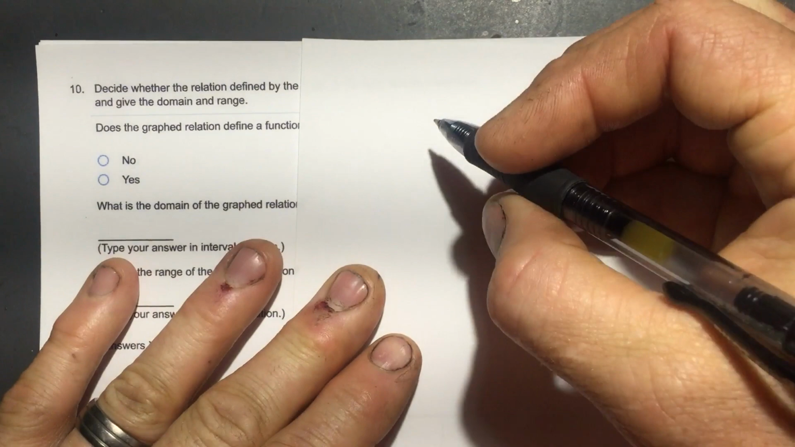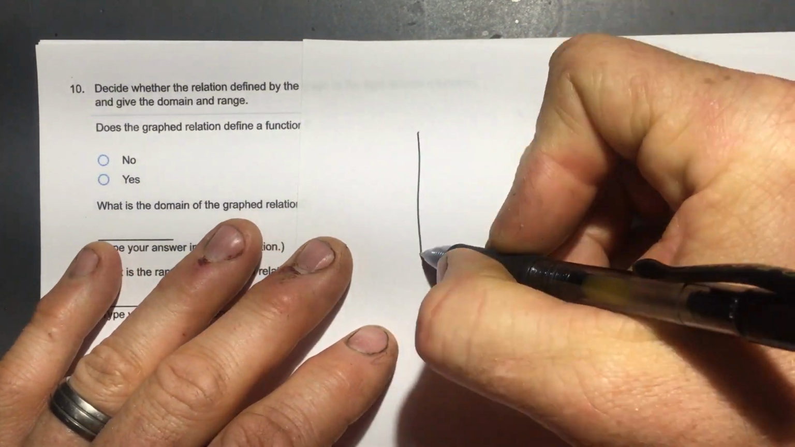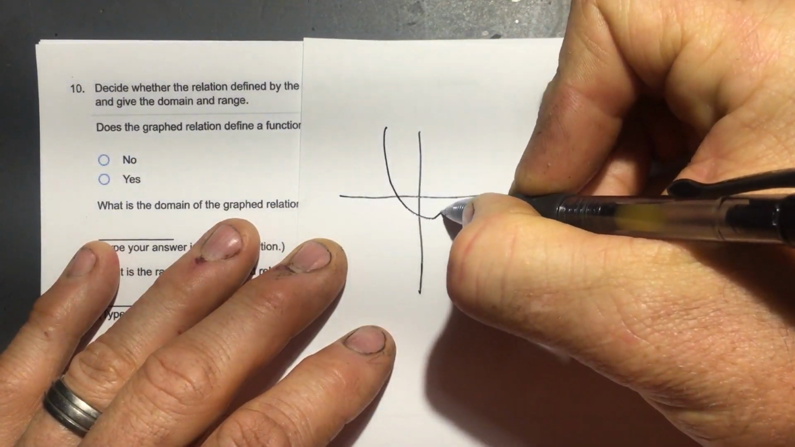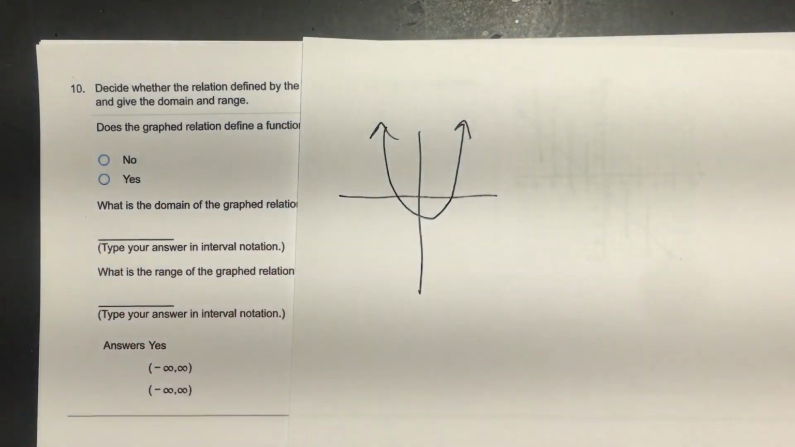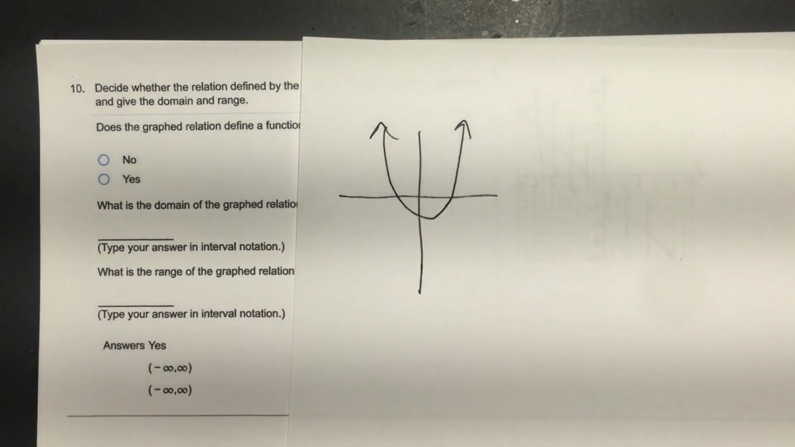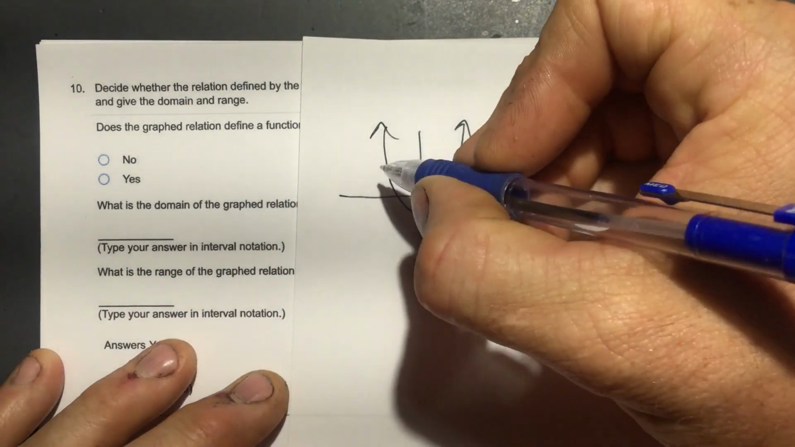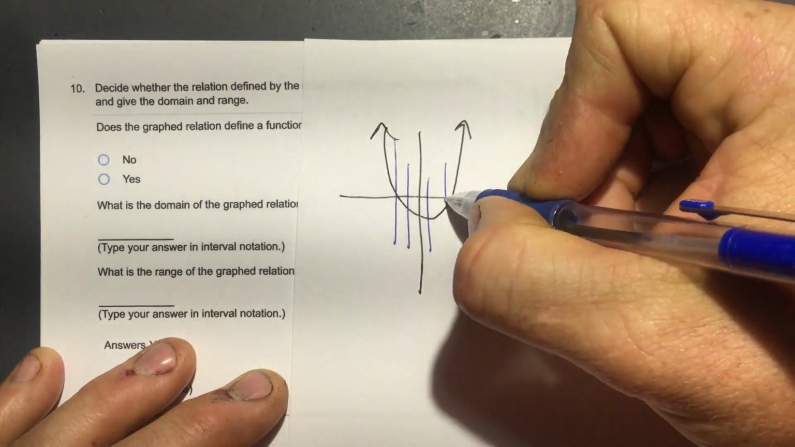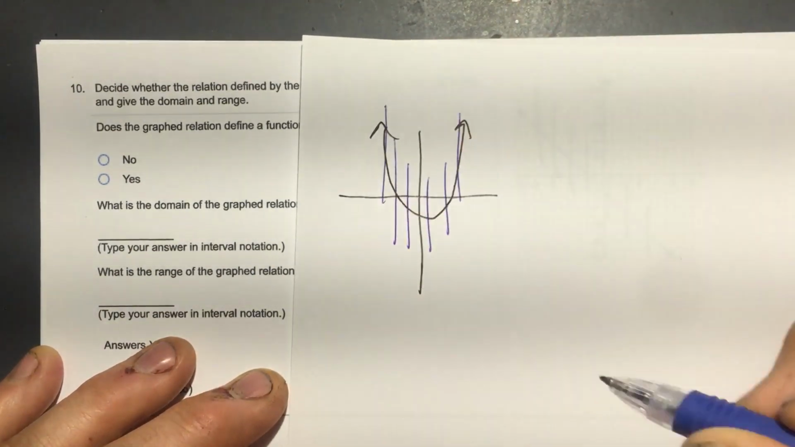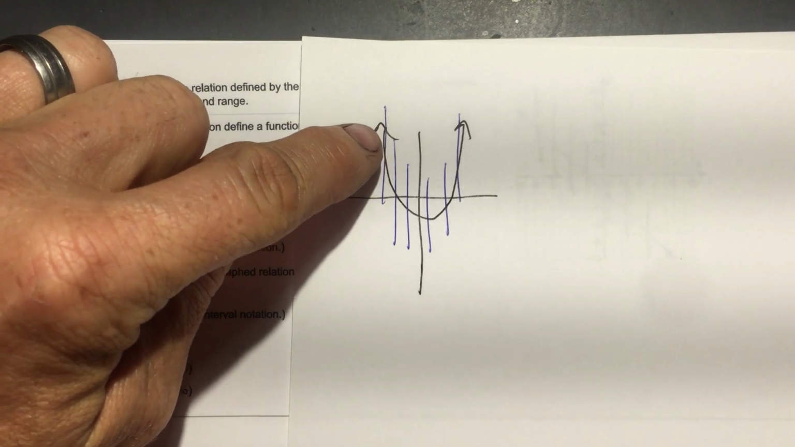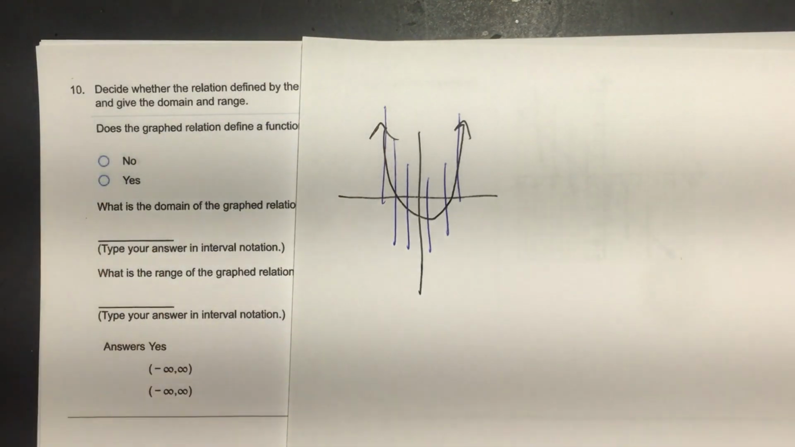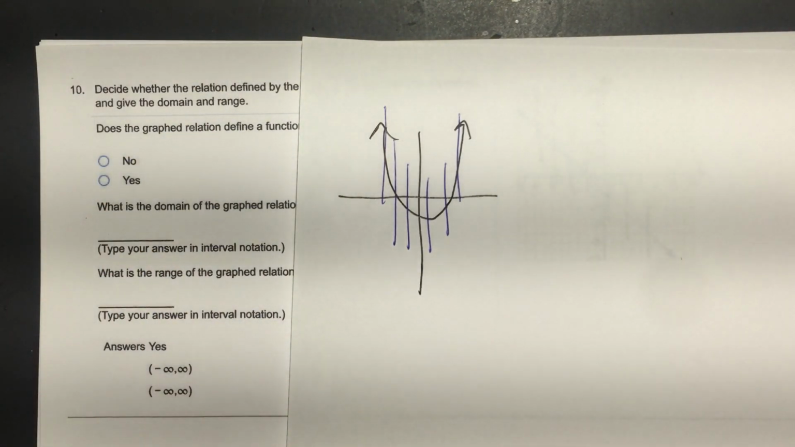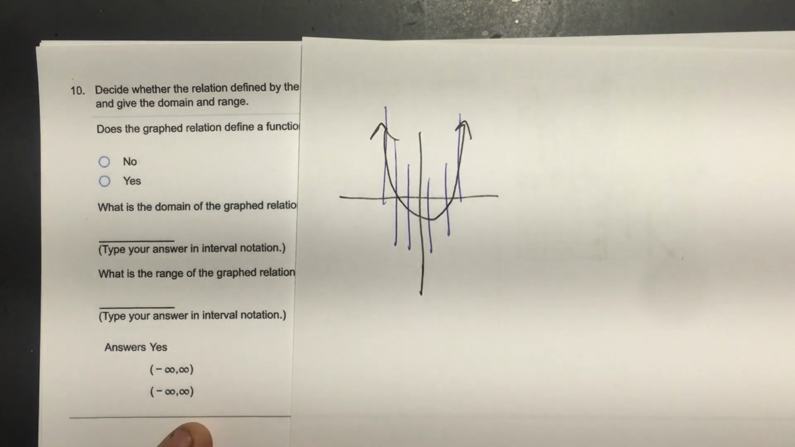Let's look at some other ones that might not be. What about this one? This is a parabola. Can we draw a vertical line anywhere and touch it twice? So here we go. If I draw vertical lines, I will only touch it one time. Now it gets kind of close right here, but it's actually going out. So yes, this would be a function.